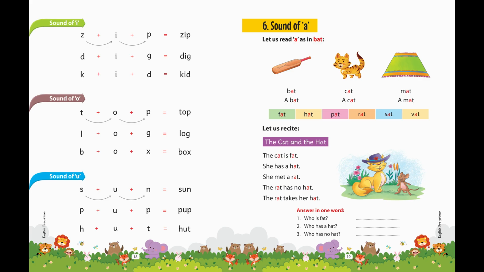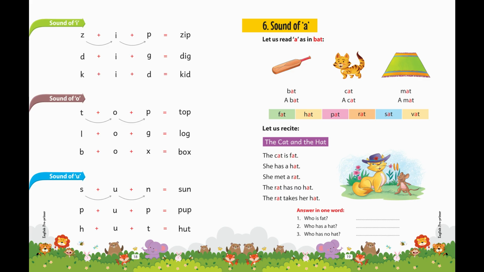Now we will read words that have the short A sound. Let's say it together. Bat, a bat, cat, a cat, mat, a mat. Now let's explore more short A words. Fat, hat, pad, rat, sat, vat. Say them slowly and clearly after me.